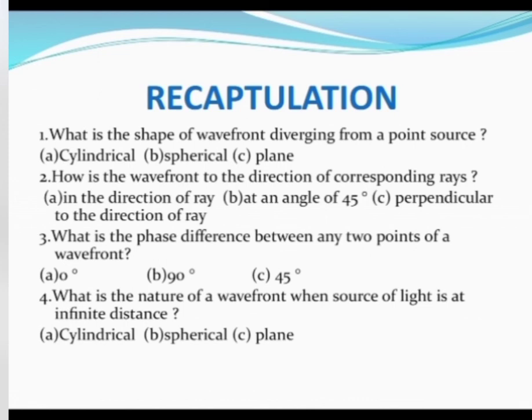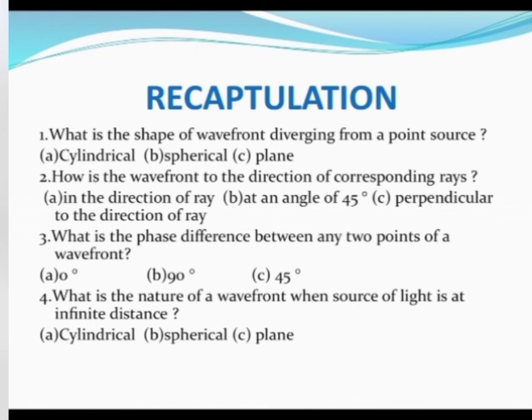Third question, what is the phase difference between any 2 points of a wavefront? In a wavefront, all the points lie in the same plane. So there are 3 options: A equals 0 degree, B equals 90 degrees, C equals 45 degrees. Because all the points on a wavefront lie in the same plane or in the same phase, option A, 0 degree, is the right answer.